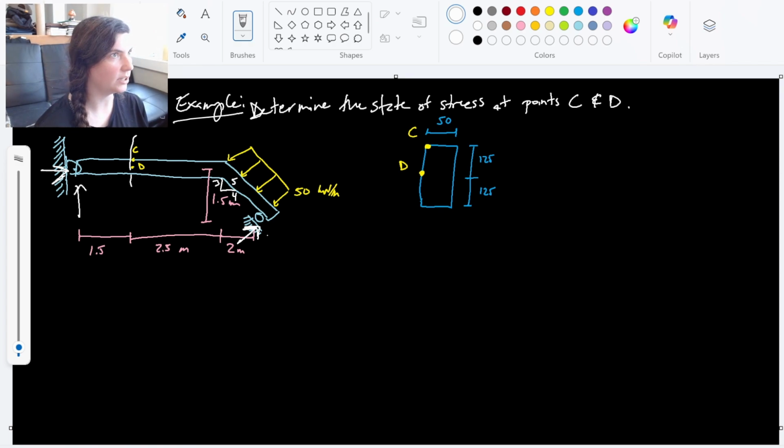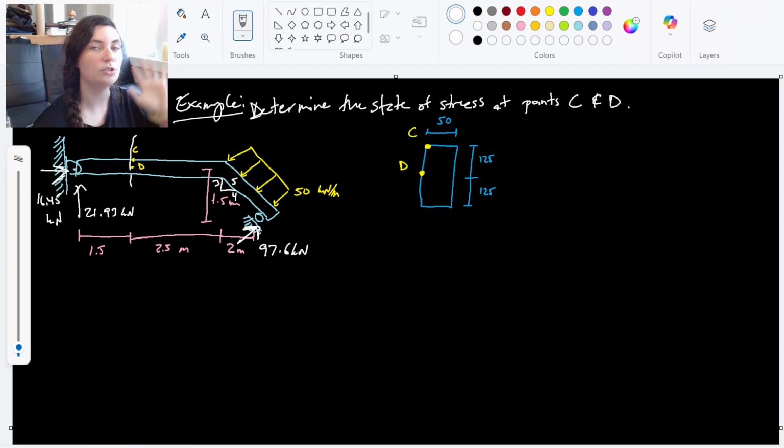So my reaction over here is 97.6 kilonewtons. My reaction up at the pin is 21.93 kilonewtons. And my X reaction at that pin is 16.45 kilonewtons. So those are the reactions that you should get. Again, I would really encourage you to work them out for yourself using the 3 equilibrium equations for this beam and finding those reactions. But these are our reactions.